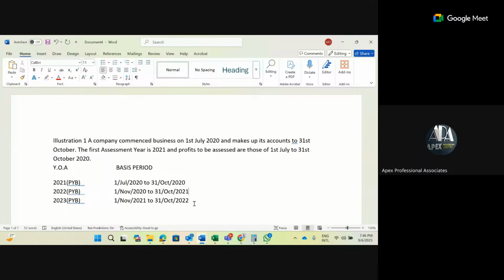If a business just commences operation, the first year, the basis period, and by basis period I mean the number of months that you have in the basis period, is not always up to 12 months. And it can be exactly 12 months. But all the basis periods in all the years of assessment must not be more than 12 calendar months. When you look at this one, 1st of July 2020 to 31st of October 2020, how many months?